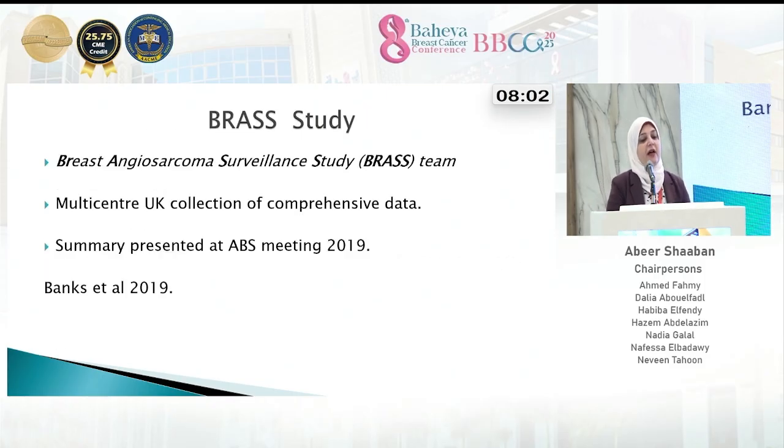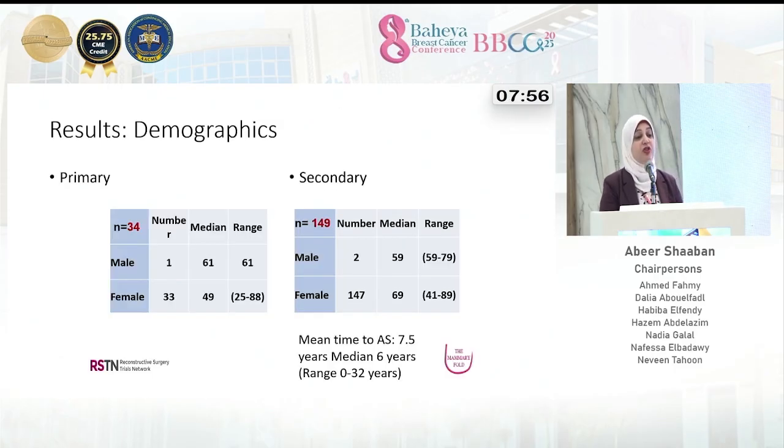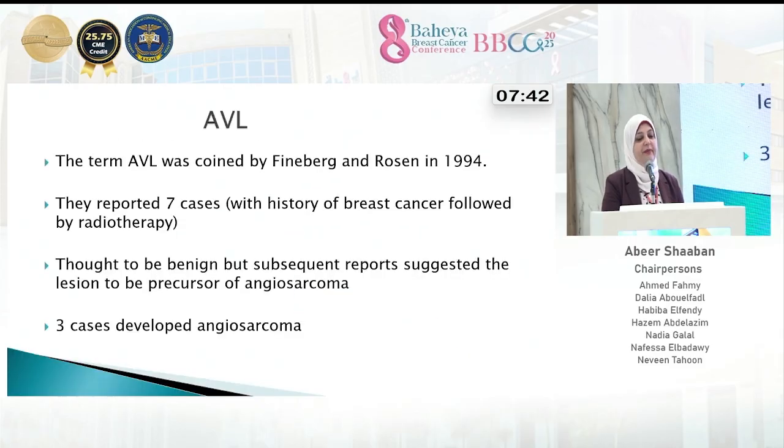And this is a multi-center UK study of angiosarcoma that has been published and showed that the median time to development of angiosarcoma post-radiotherapy is around 7.5 years. So that's the average in all the literature. Between 7 to 8 years, patient can develop it, and that's acceptable.